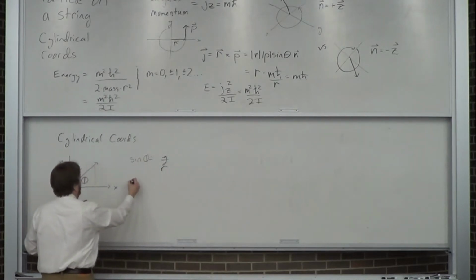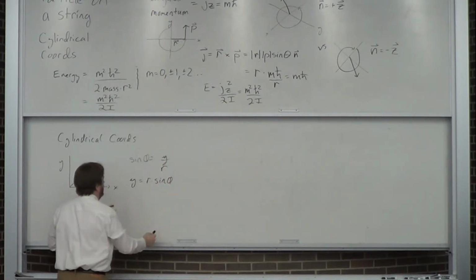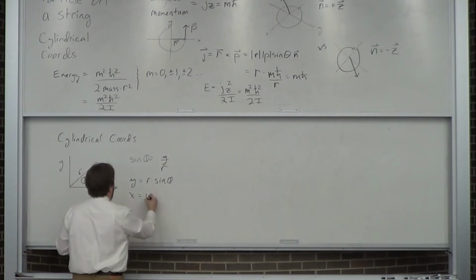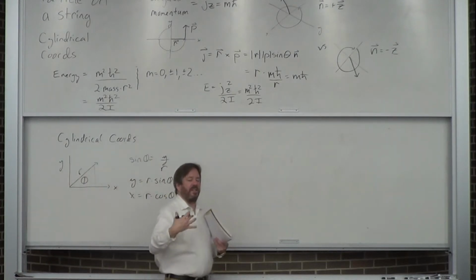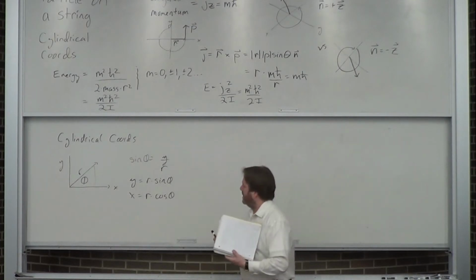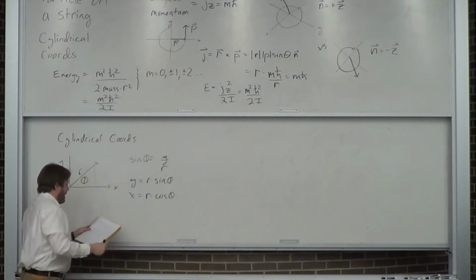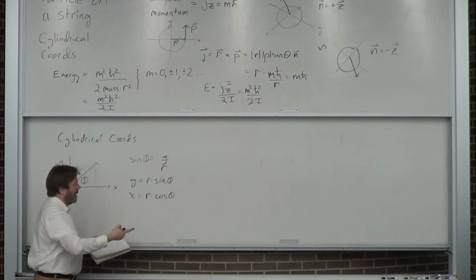Now with that, you can figure out that y is r sine phi. And x, of course, will be r cosine phi, for the same reason. Remember that cosine is adjacent over hypotenuse. So adjacent would be in the x direction, the length is in the x direction. Okay, so these are my Cartesian coordinates.